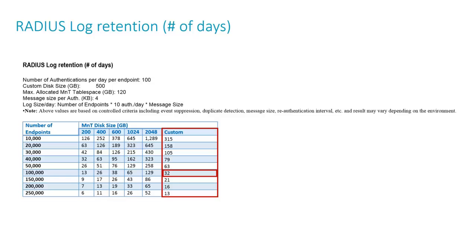Currently, the allocation of MNT table space is done statically. However, we are planning to make it more dynamic in the next ISE release. The log size per day is calculated using a simple formula here, and based on this formula, if you plug in all these parameters, adding RADIUS service to the customer use case that we were discussing with 100,000 endpoints and 30 days log retention, you need a custom disk size of 500 gigabytes.